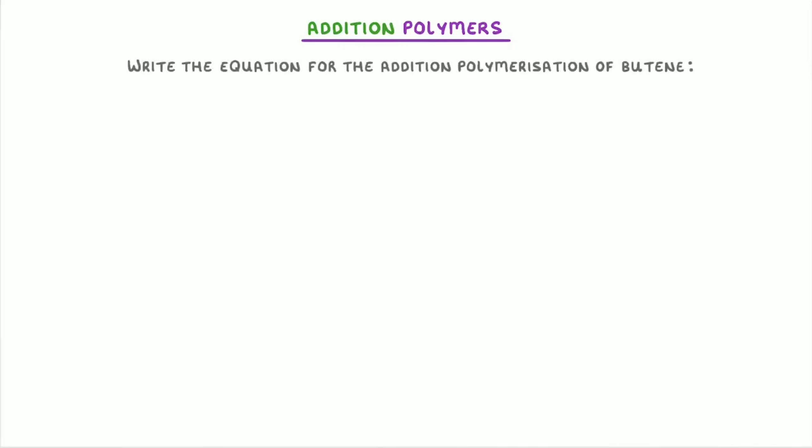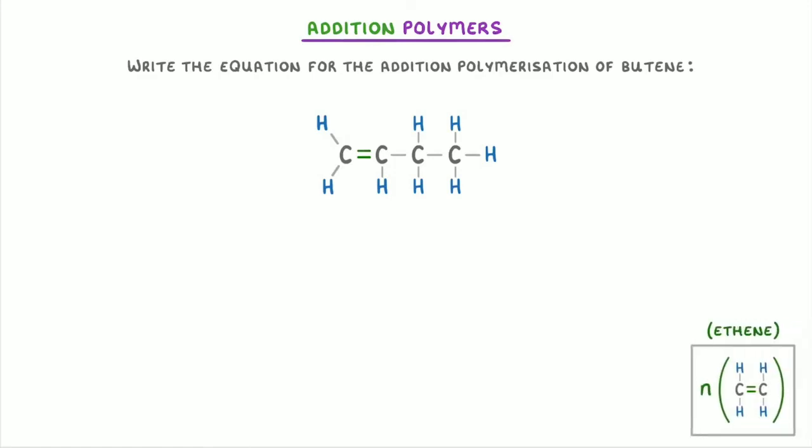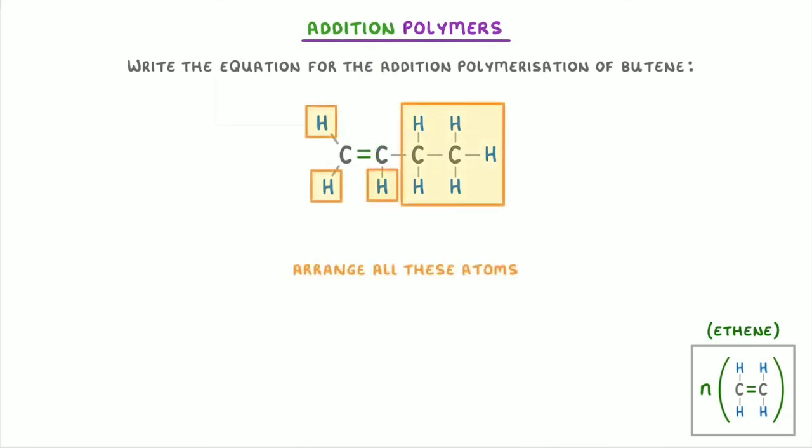To put all of this together, let's try and write an equation for the addition polymerization of butene, which is this 4-carbon alkene. The first thing we need to do is redraw the butene, so that it's in the same format as this diagram of ethene that we just saw. To start, we need to identify the double bond, which is here between the first 2 carbons. Next, we need to arrange all of these atoms as separate groups, because they're the groups attached to the carbons of our carbon-carbon double bond.